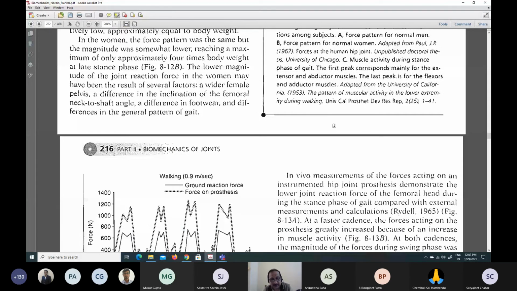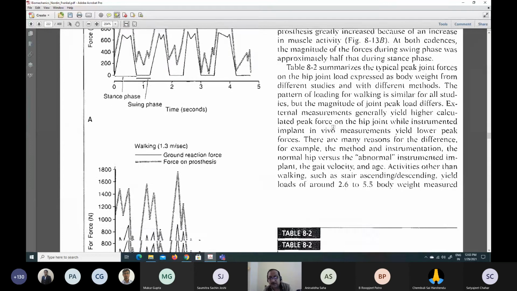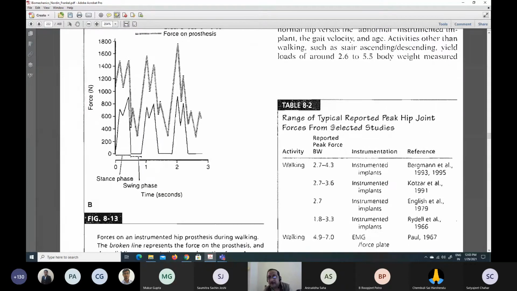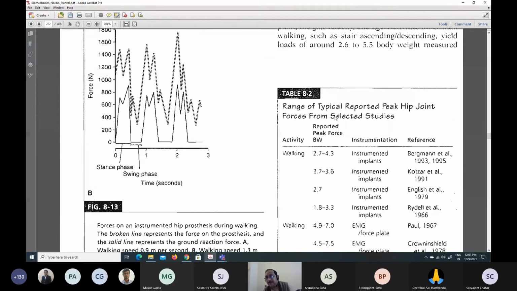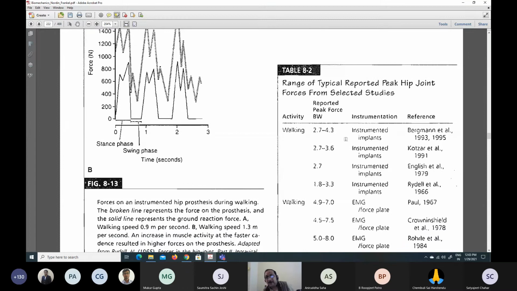Now, very interesting is table 8.2. It is a range of typically reported hip joint reaction forces from different selective studies, the latest of which is HIP98, but it is not too different. You can see that during walking, the peak hip joint reaction force as a function of body weight is reported.